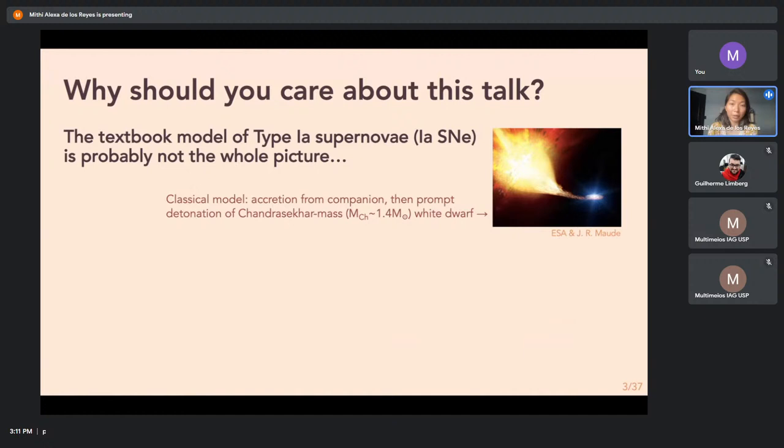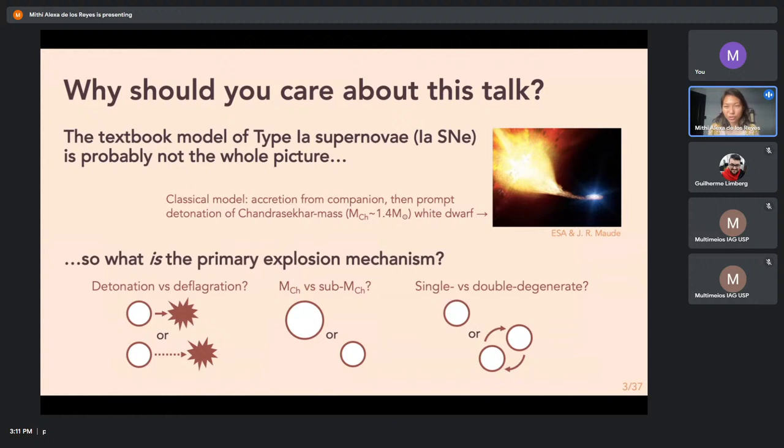And this has led to this whole industry of coming up with alternative models for type 1a supernovae. I could easily talk all day about all of these alternative models, but for today's talk, I'll just classify them into three main categories based on assumptions in the original model that we're going to tweak. For example, instead of a prompt supersonic detonation of a white dwarf, perhaps we can prolong the explosion a little bit using a subsonic deflagration. Or maybe we can change the mass of the white dwarf. Instead of a white dwarf exploding at the Chandrasekhar mass, maybe we can get a less massive white dwarf to explode. Or maybe we can change the number of white dwarfs involved. So rather than just one white dwarf accreting from a non-degenerate companion, maybe we have two white dwarfs that are merging or accreting with each other.